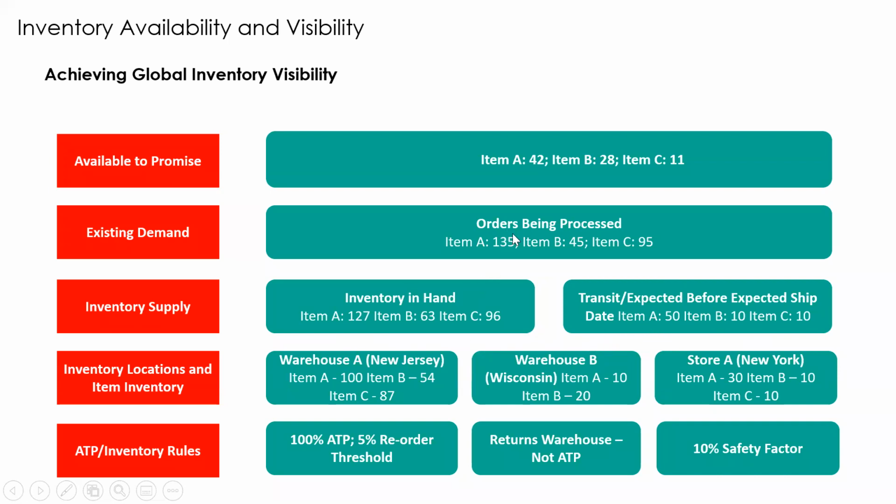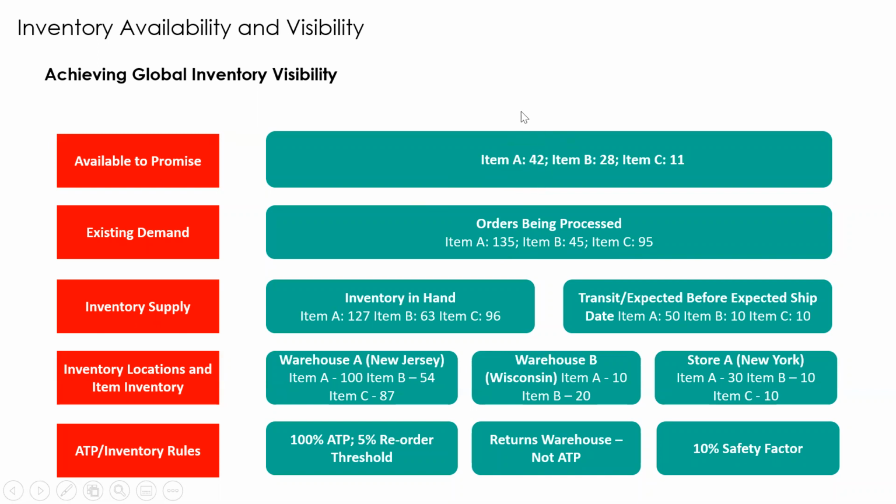And also you'll have to look at the demands. Okay, it could be reservation, it could be order demand, right? So 177, you have existing demand of 135, right? So 177 minus 135 is 42. So basically your ATP or available to promise for item A is only 42.